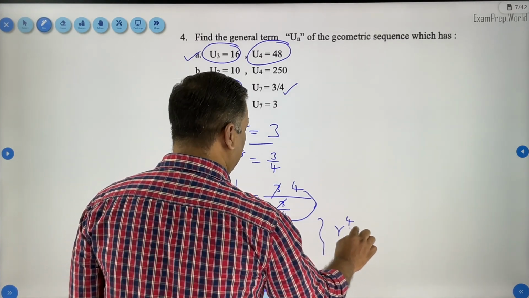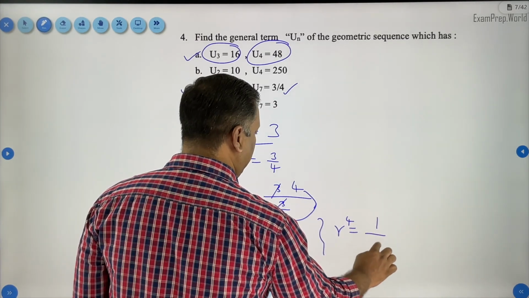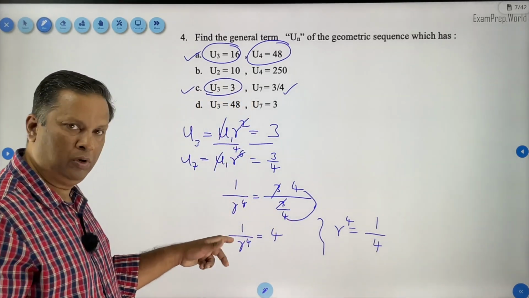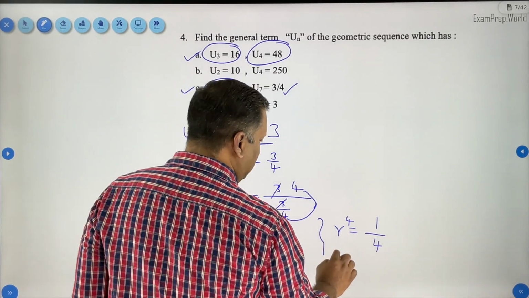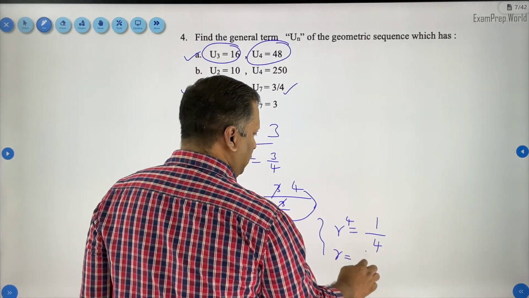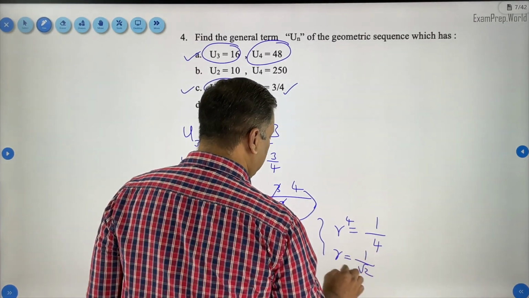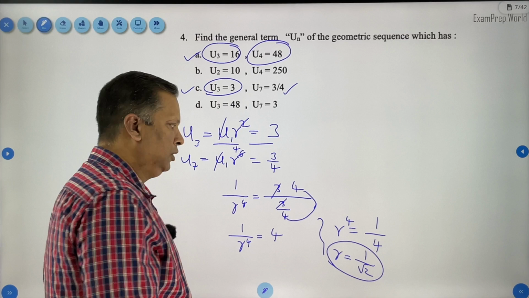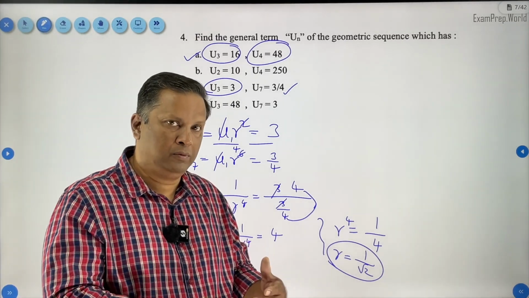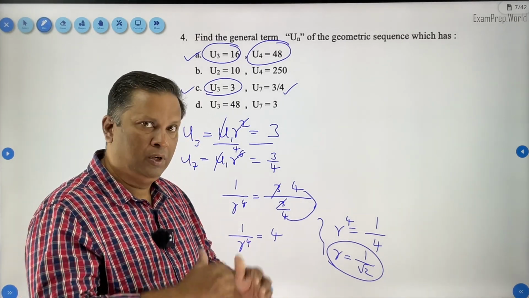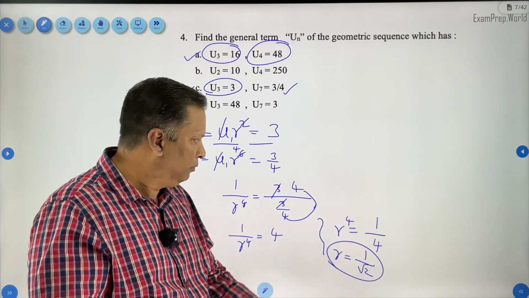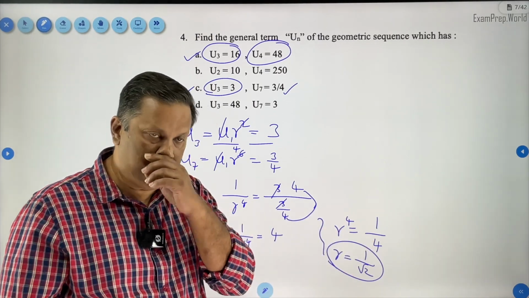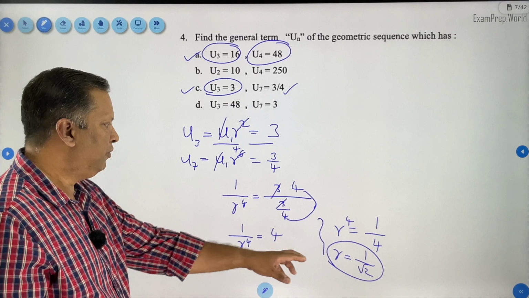Therefore R to power 4 is 1 by 4, reciprocal of both of them. Now, what is R? The 4th root of 1 by 4, which is 1 by root 2. Root 2 to power 4 becomes 4: root 2 into root 2 is 2, another 2, and 2 and 2 become 4. See? Clear? So now you have R.